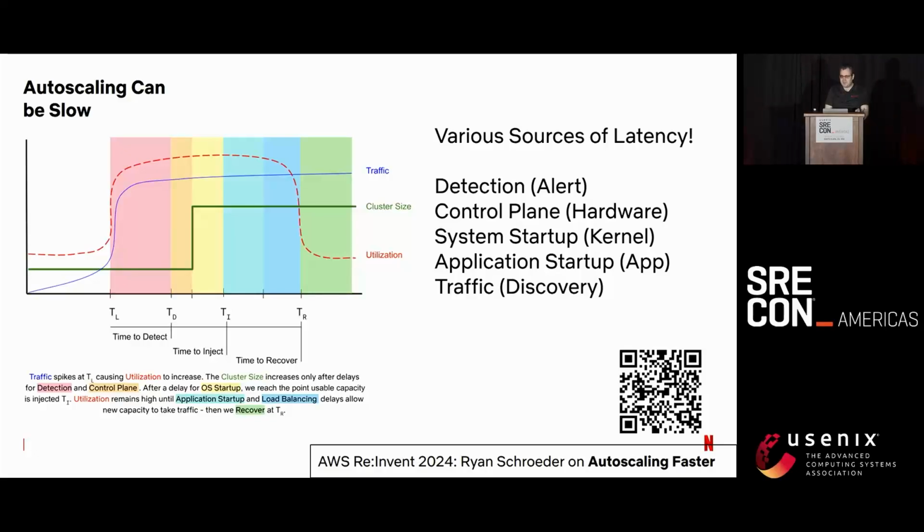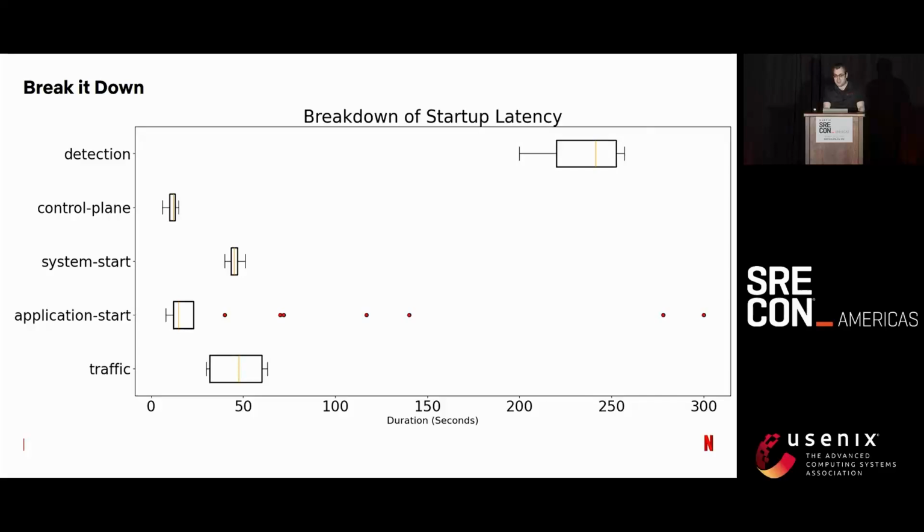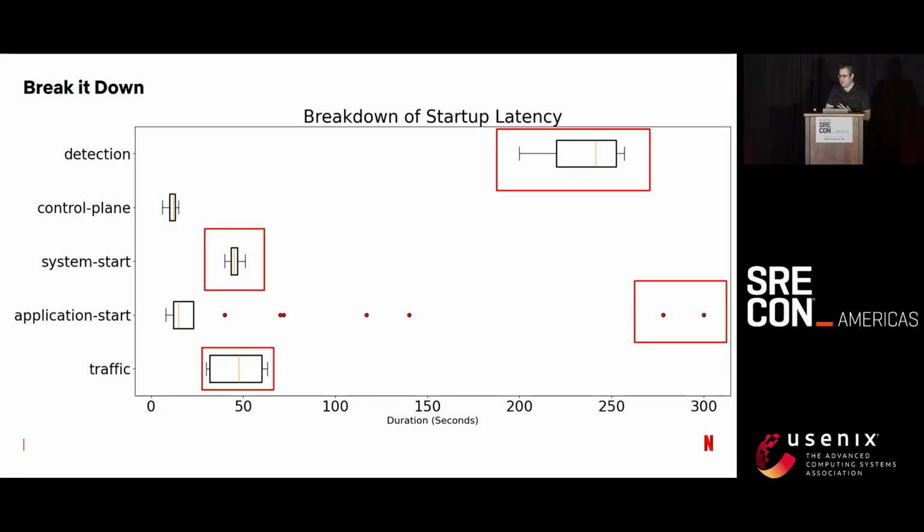Most people at Netflix thought that it was control plane. We thought it was, oh, VMs starting. VMs are slow. Turns out VMs are very fast. Amazon's amazing. That's the control plane all the way on the left there. Not a problem at all. What is a problem? Well, detection is a big problem.